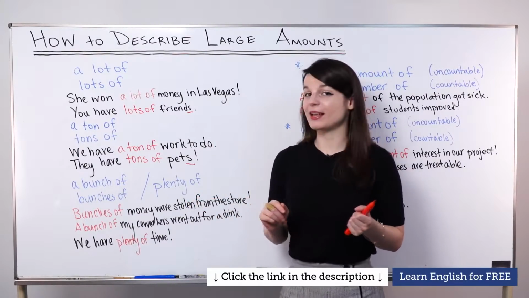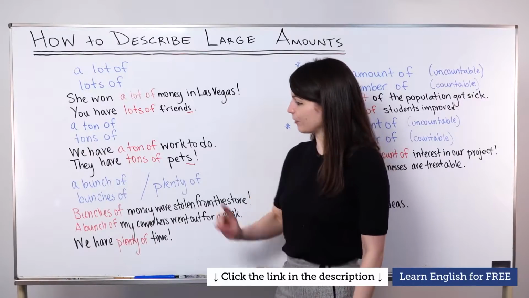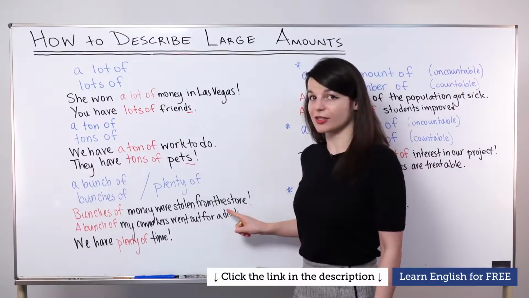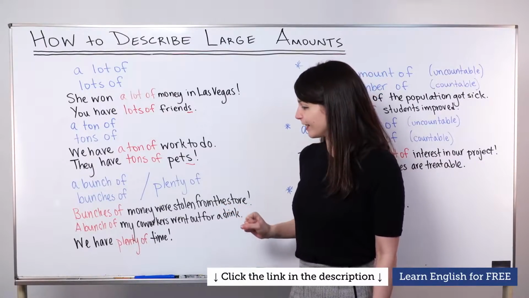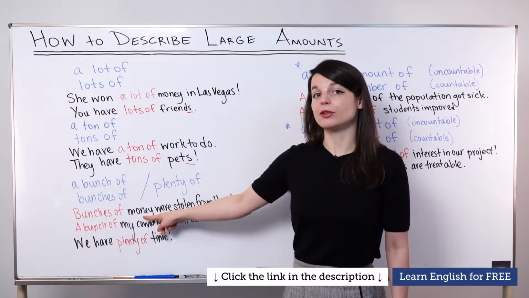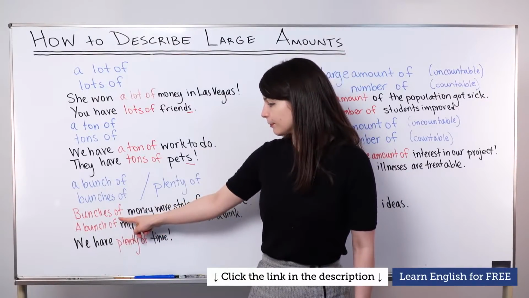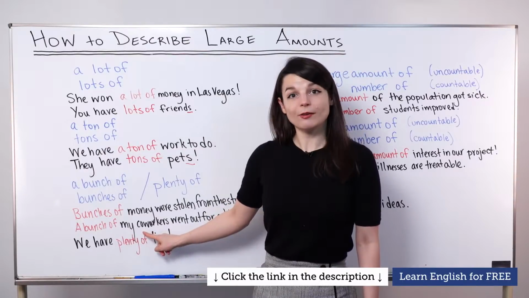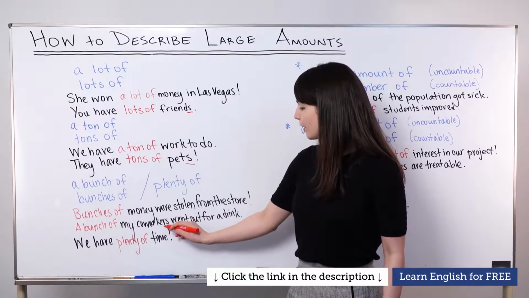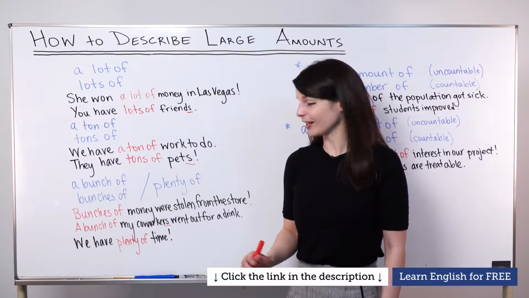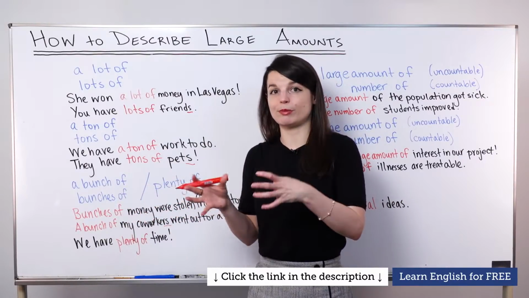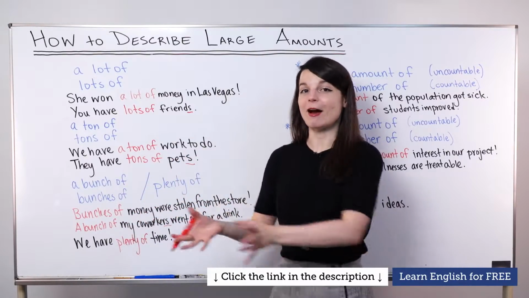So let's look at some example sentences that use these. First, bunches of money were stolen from the store. So money is my uncountable noun. I've used bunches here. To compare this with a countable noun, a bunch of my coworkers went out for a drink. So this means a lot of people, or maybe a group of people that had many people in it, went out for a drink.